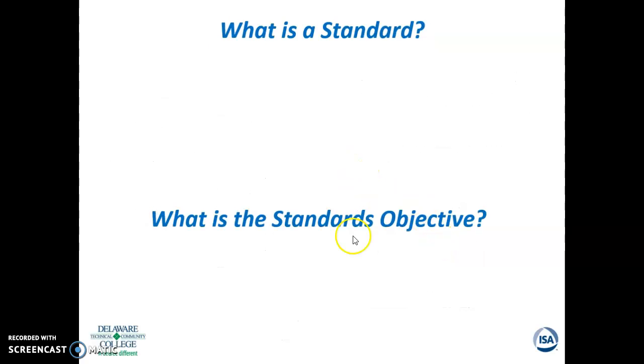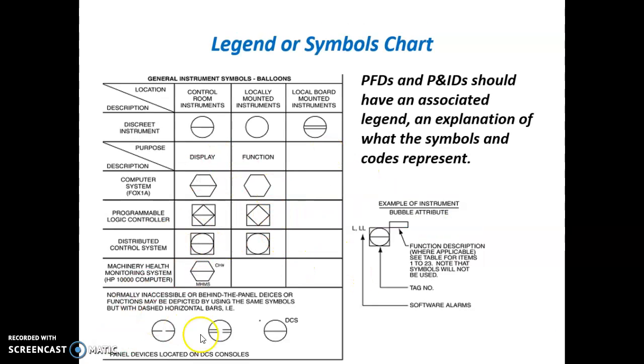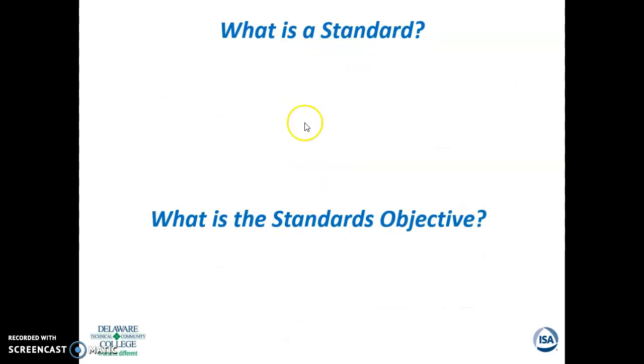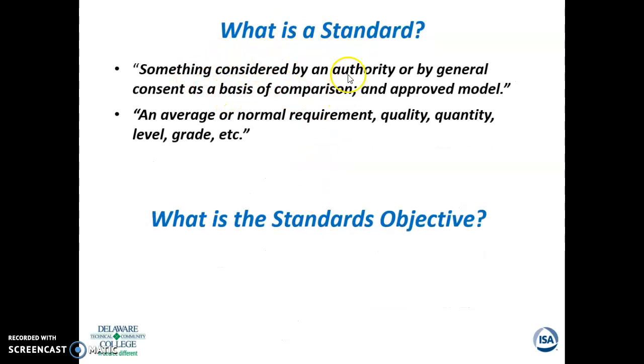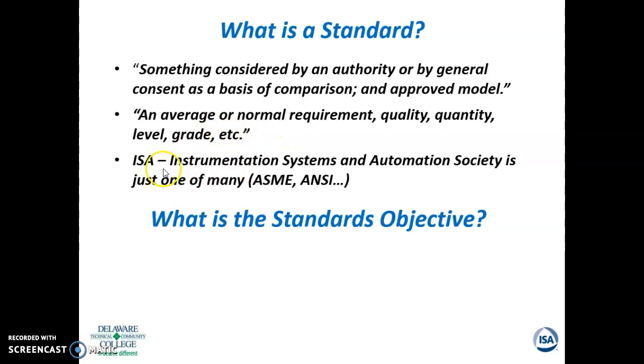So how do we get these drawings to look the way they do and all of us understand what they mean? Well, that's what a standard is all about. A standard is something considered by an authority or by general consent as a basis for comparison. It's also an average or normal requirement, quality, quantity, level, or grade. ISA is the big name. They're called the Instrumentation, Systems, and Automation Society, and it's just one of many. I'm sure you've heard of ASME and ANSI. ASME is the American Society of Mechanical Engineers, and ANSI is the American National Standards Institute. I'm sure you've heard about them and a few others as well.